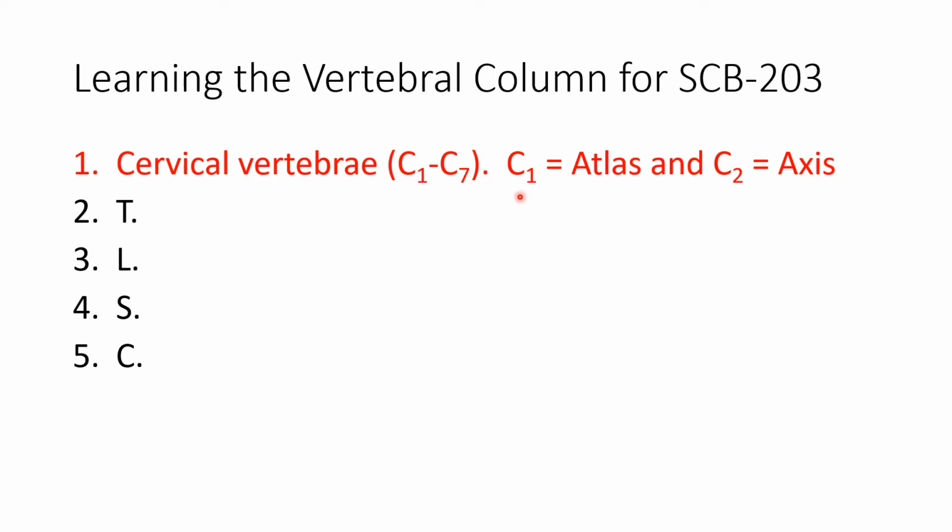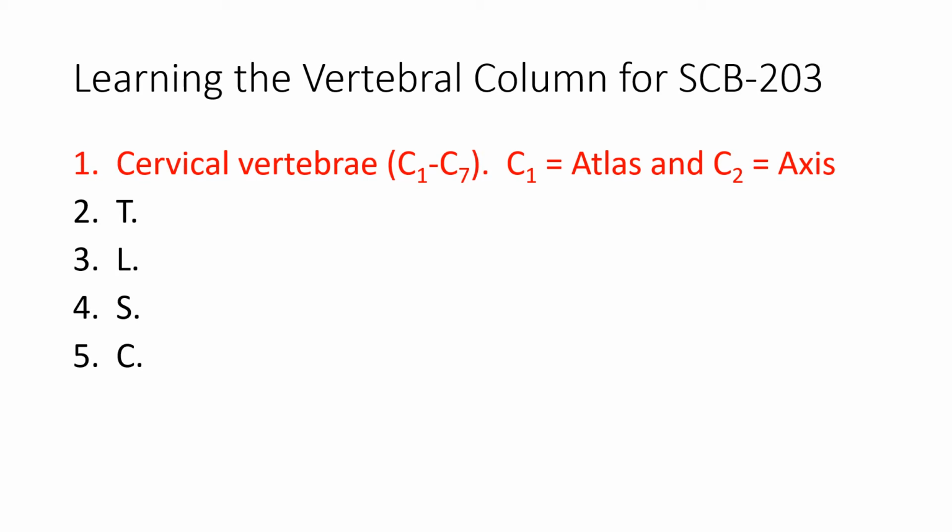C1 refers to the atlas. Okay. And C2 refers to the axis. Okay. So if you remember your mythology, Atlas held the world on his shoulders, much like Atlas does with the skull. Okay. The axis allows our head to turn to say no. Okay. On it, and so that would be important. Now, if you have trouble remembering which is which, just remember that these are in alphabetical order. So C1 is atlas, which comes in the alphabet before C2, the axis.